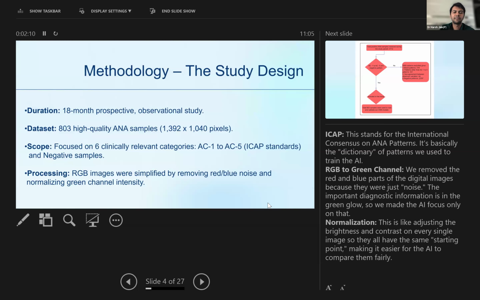So we had done a 18-month prospective observational study. We had collected around 803 high quality ANA samples, which included AC1 to AC5, and also had some negative samples of around 2000. We had processed these images into RGB, that is red, green, blue, because when the AI looks at images, we have to remove the red and the blue part of the image so that it can focus only on the green channel intensity. Because if there is random noise, AI will not be able to process it.